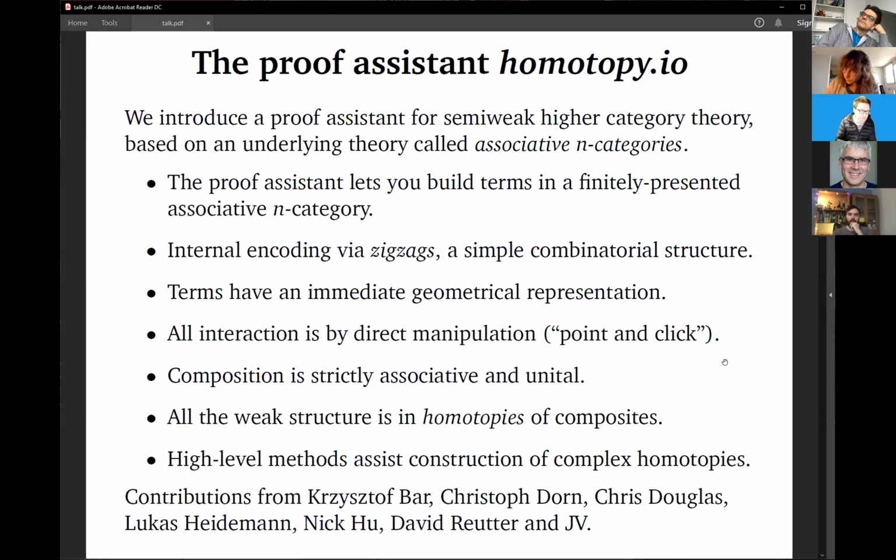Now, this project, homotopy.io, and its immediately surrounding ideas, like associative N categories, have been worked on by a wide range of people. It's my pleasure to call them out, particularly Christoph Dorn, who I worked with Chris Douglas to start thinking about associative N categories. Christoph Dorn has a very nice thesis on associative N categories. Other people have been involved in other aspects: Lukas Heidemann, Nick Hu, David Reutter.